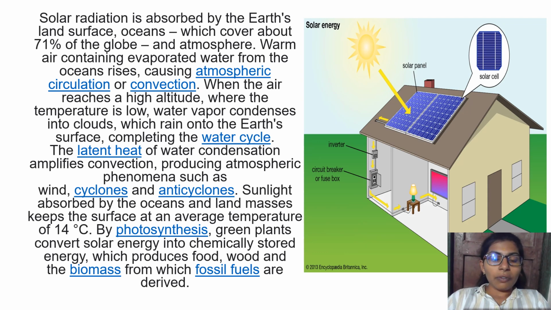The latent heat of water condensation amplifies convection, producing atmospheric phenomena such as wind, cyclones, and anticyclones. Sunlight absorbed by the oceans and land masses keeps the surface at an average temperature of 14 degrees Celsius. By photosynthesis, green plants convert solar energy into chemically stored energy, which produces wood, food, and biomass, from which fossil fuels are derived.